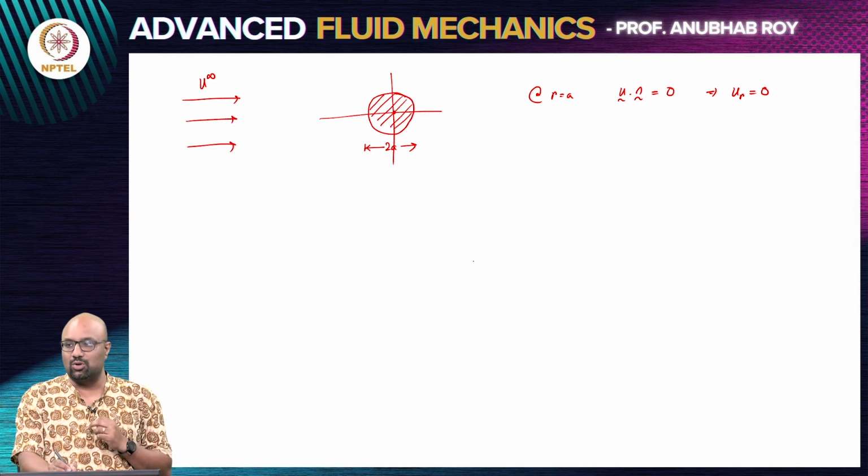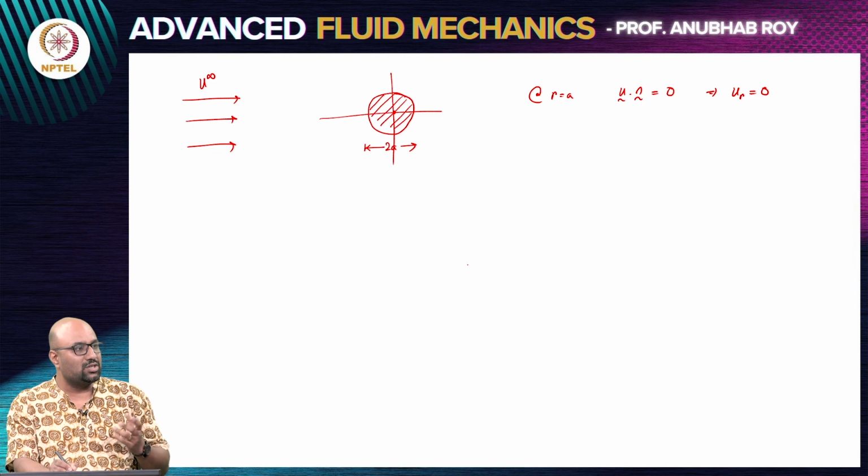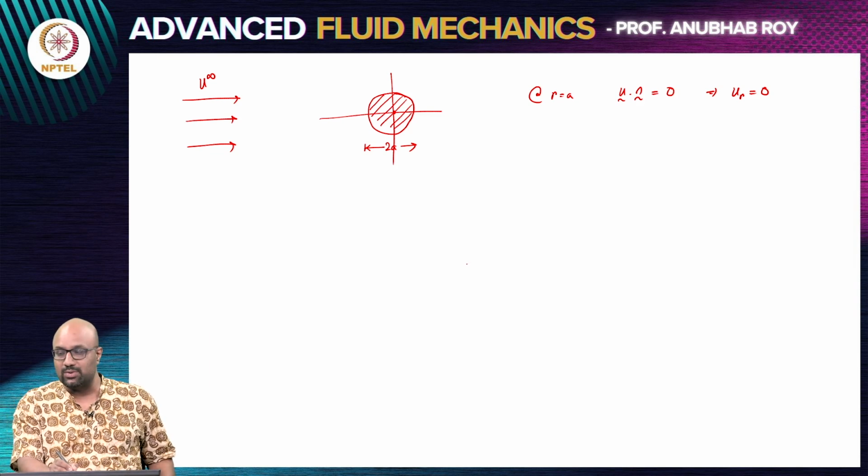Because I have chosen a circular cross section, the boundary condition is u r equals 0. If I had chosen an elliptical cross section, it would be more complicated. It would be some combination of both u r and u theta. Finally, the boundary condition is no normal velocity. So, for a circular cylinder, it's an easy boundary condition in terms of geometry, because you cannot have any radial velocity at r equals a.